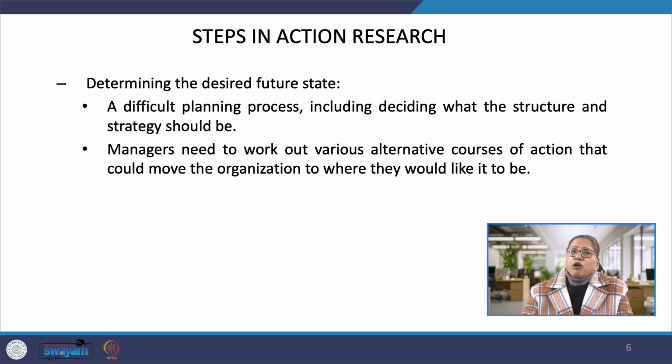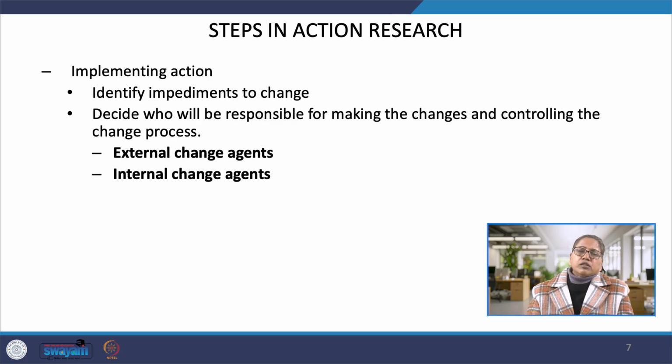Then the next step is determining the desired future state. A difficult planning process includes deciding what the structure and strategy should be. Managers need to work out various alternative courses of action that could move the organization to where they would like it to be. Then the third step is implementation of action plans. Identify the barriers or impediments in the change process, and decide who will be responsible for making the change and controlling the change process.